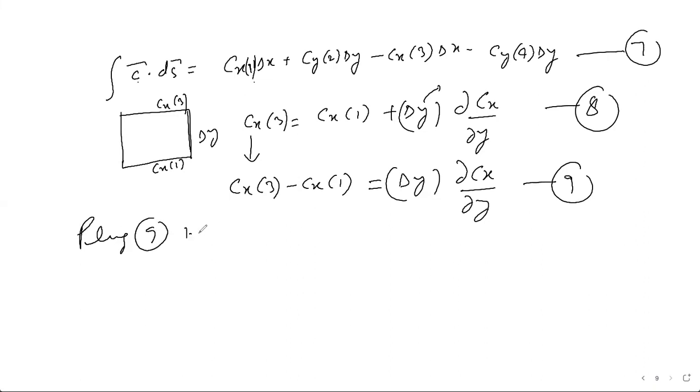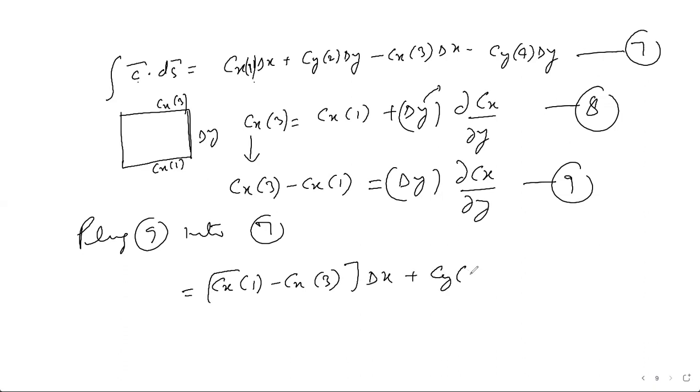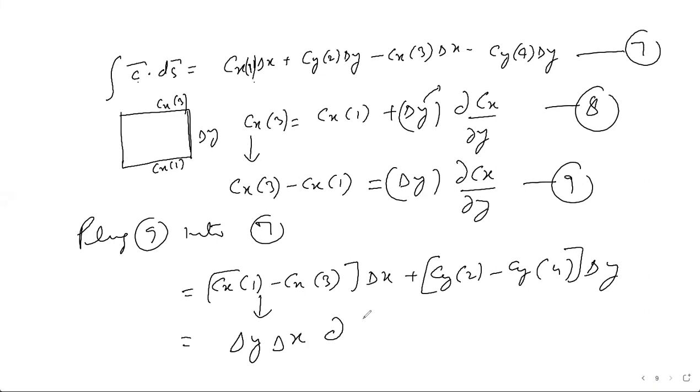Plug 9 into 7, right? What you get? You get Cx1 minus Cx3 delta x. Similar way, you can write Cy2 minus Cy4 delta y. And what is this thing? This thing is delta y, and then of course delta x, delta Cx by how much? Delta y, right? And the similar thing will be this one.